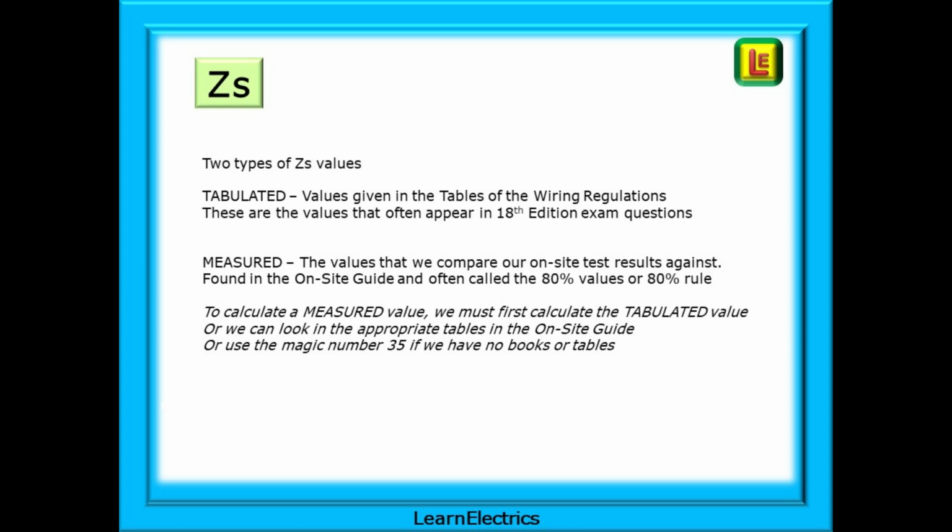To calculate a measured value, we must first calculate the tabulated value. Or we can look in the appropriate tables in the on-site guide, or we can use the magic number 35 if we have no books or tables, and this is so easy, it's a winner.